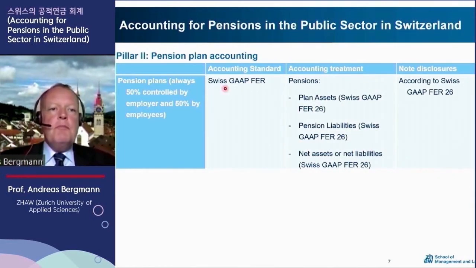When it comes to the pension plans, and I think this is also interesting, the pension plans in Switzerland all use Swiss GAAP FER 26, which is also showing liabilities. Obviously, it's an accrual basis standard, which is tailor-made for the Swiss pension plans. That's why they are using Swiss GAAP FER 26, not IPSAS of course.